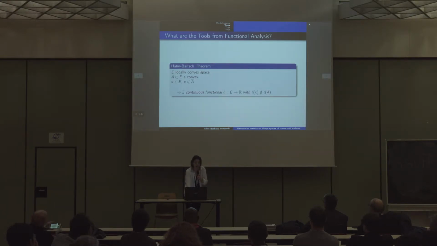Then we have the Hahn-Banach theorem. So in the more general context of locally convex spaces, if you have a convex set inside your space, I recall E is the whole space here, and a point which is not in the closure of this set, then there exists a continuous functional on the locally convex space which separates the point and the convex set.